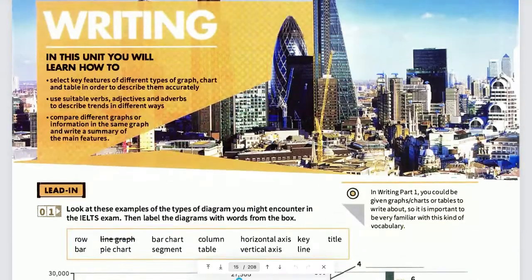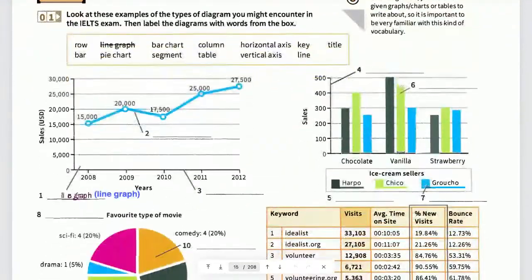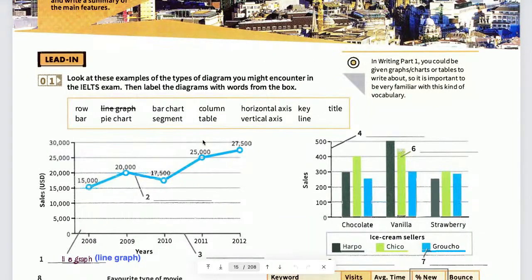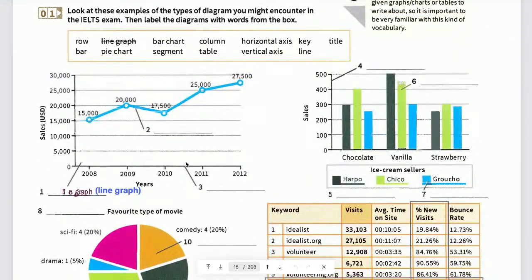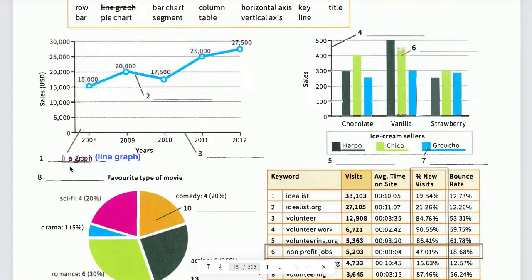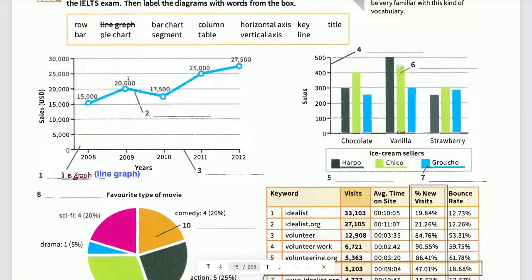Alright, now let's continue. Let's fix this. So the first one, number one, when you look at all of the blanks here, we need to choose the words from the box and fill in there, right? So number one, we have line graph. So now you understand the line graph, right?